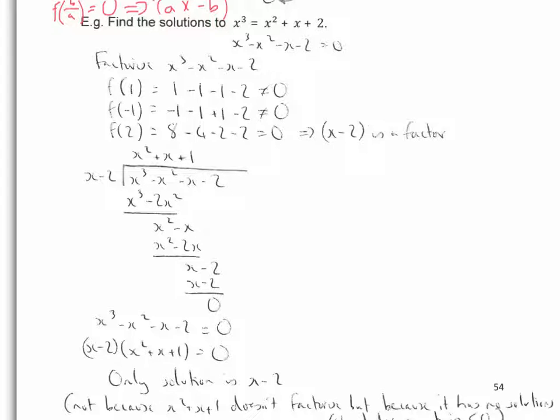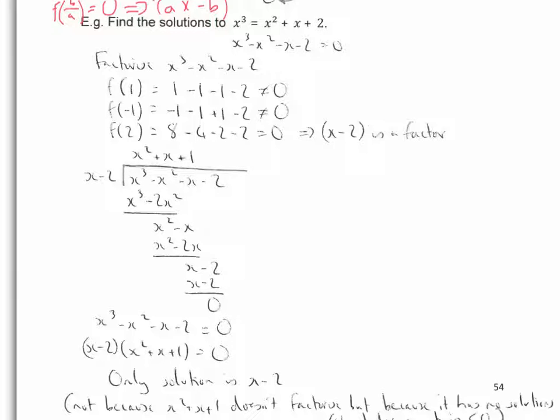I've tried 1, and 1 has given me an answer here of -3, so there's no factors involved in that. I'm not getting that magic value of 0. When I try -1, again, I get some kind of number here. I get -3. That's not 0. That's not giving me a factor. When I try 2, however, I do get 0. I know that I found a factor here.